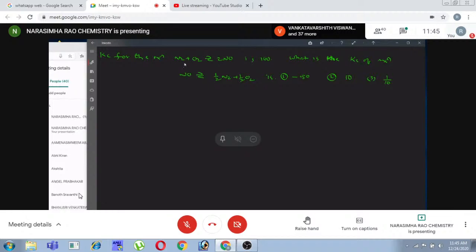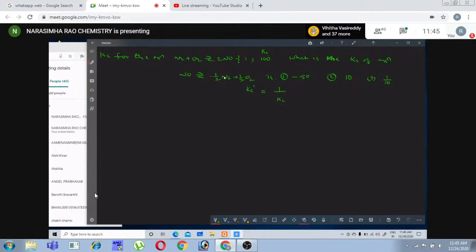For this, the equation is reversed. So Kc we took as 100, and for this reversed equation we take Kc dash. Both are inverse, so Kc dash is equal to 1 by Kc. But to get this equation from the original equation, we must multiply by 1 by 2, so the whole power is 1 by 2.